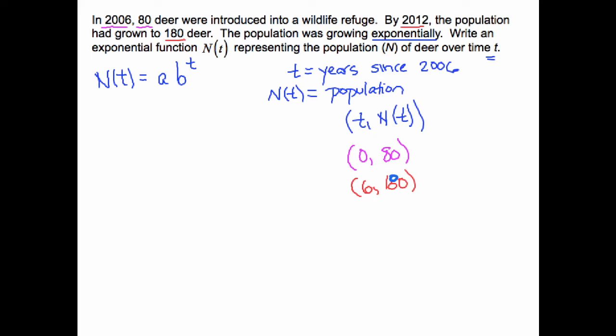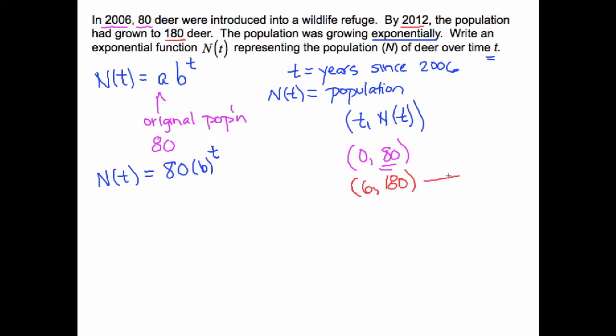Now let's go back to our exponential function. a, that's the original population in this context, and I'll just abbreviate population. What was the original population? It was 80. So now we have N of t is equal to 80 times b to the t. So if I find the base, it looks like I'll have my exponential function.